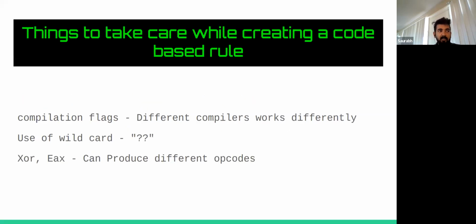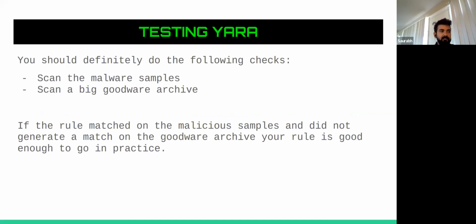So, things to take care of while creating code-based rules. Compilation flags, just like I told you guys. Different compilers work very differently, so you have to take care of the compilation flags. Whenever you're not sure of the opcodes, just use wildcards, the question marks. Also always take care of XOR and EAX, they can produce different opcodes. So keep that in mind while writing a code-based Yara rule.